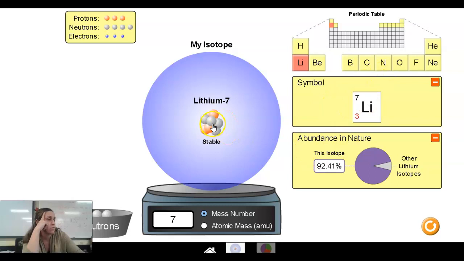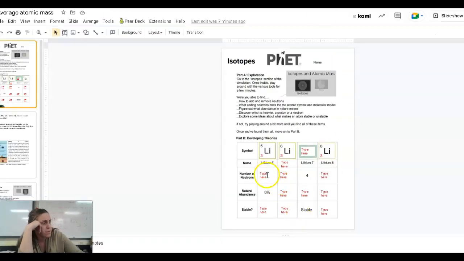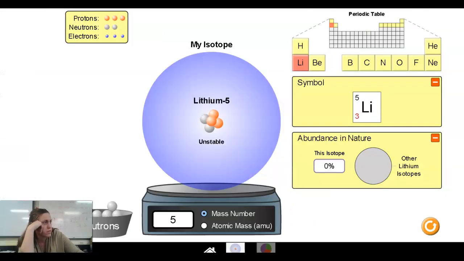So I need to remove, we got to get this. How am I going to remove it? Oh, we're going to remove the neutrons, because I can't remove the protons, because then it's not lithium. So I have this here. Number of neutrons. Let's go see. Oh, there's my neutrons. Protons, protons, protons 3, because that is lithium. And then we have 2 neutrons, and then 3 electrons.